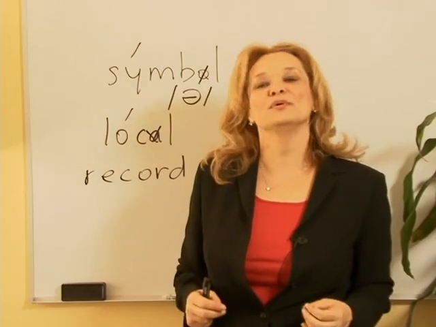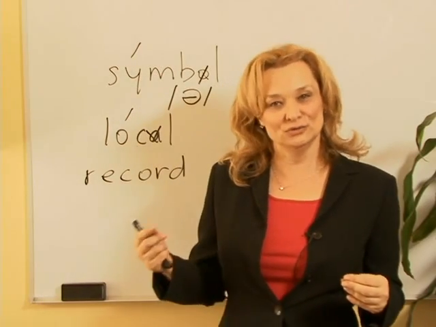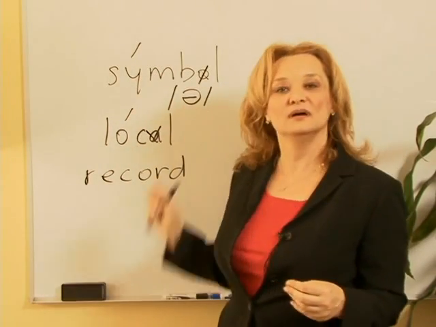I'd love to go for a walk. Don't say I'd love to go for a walk. Say I'd love to go for a walk. So remember, reduced syllables and reduced words have the schwa sound.